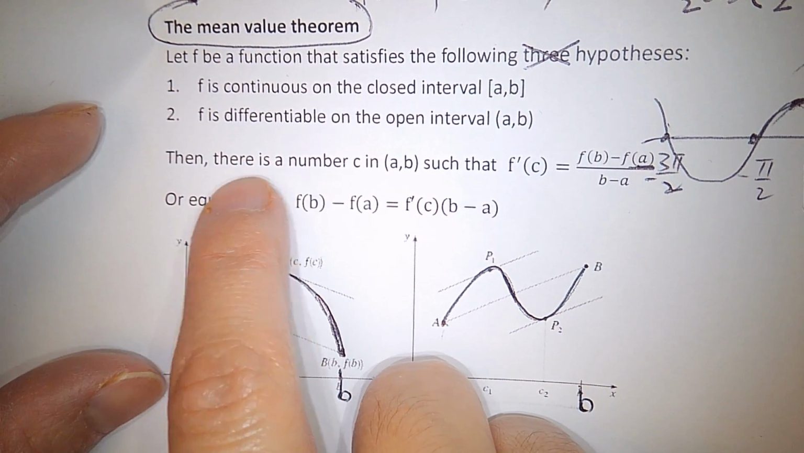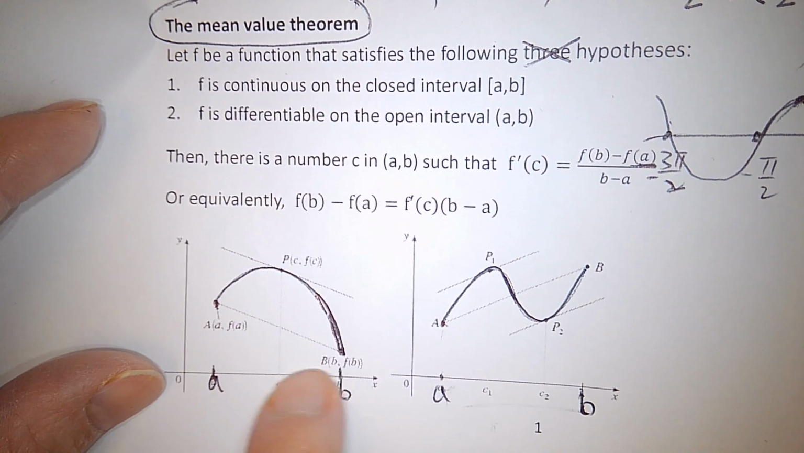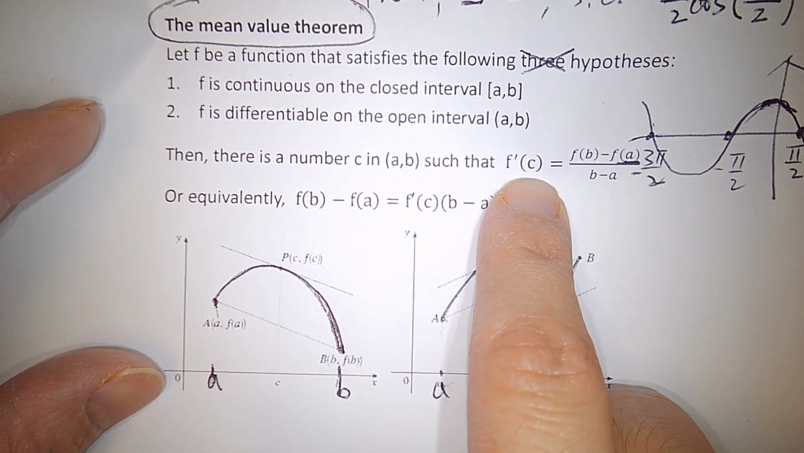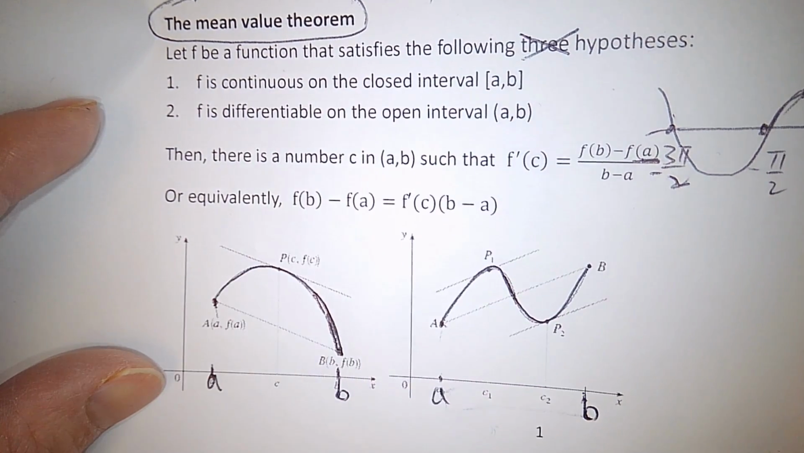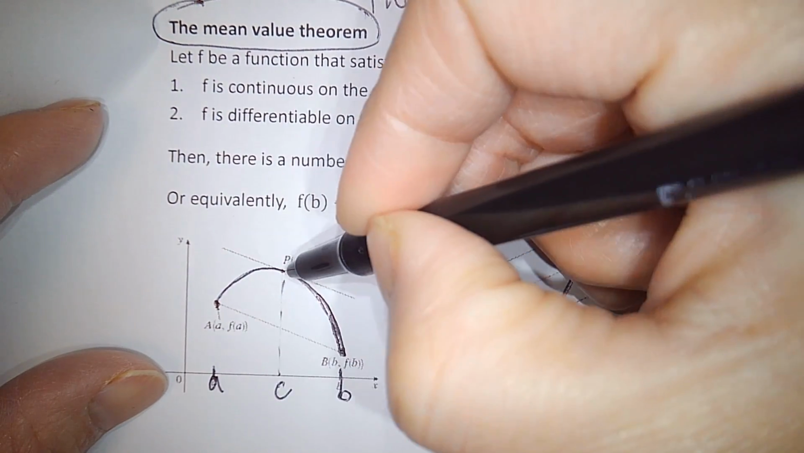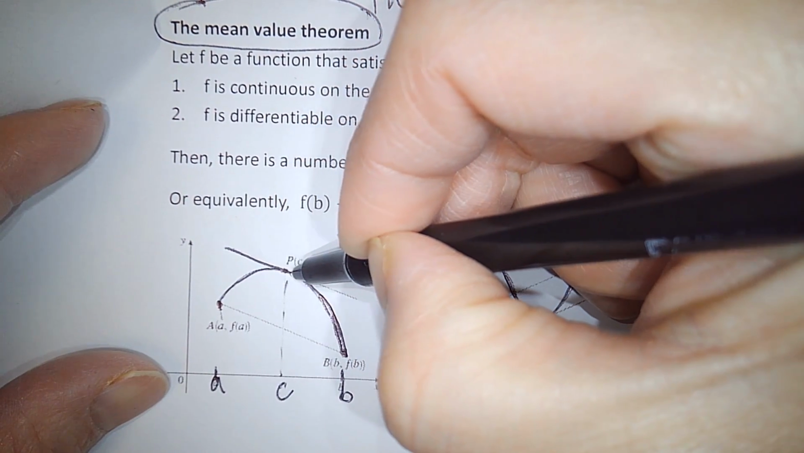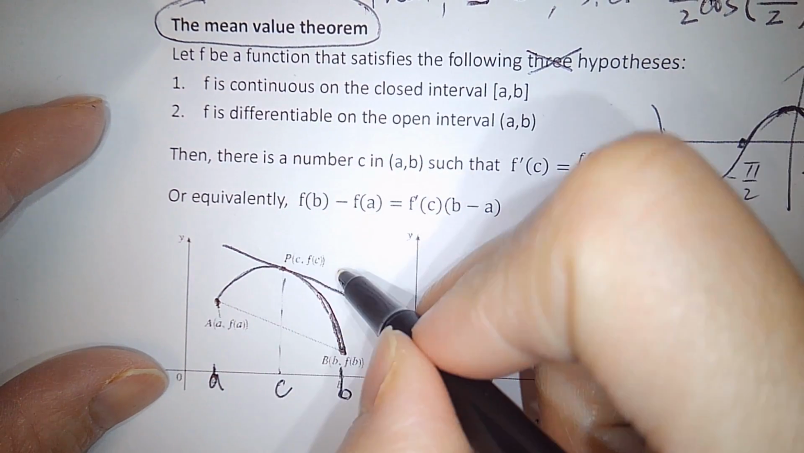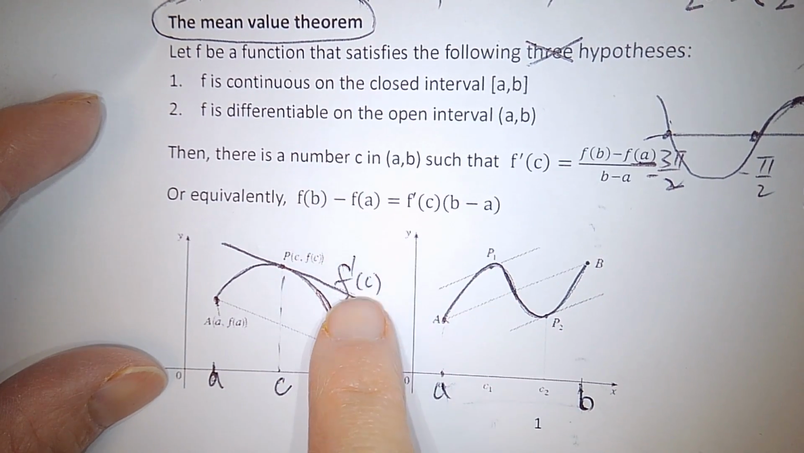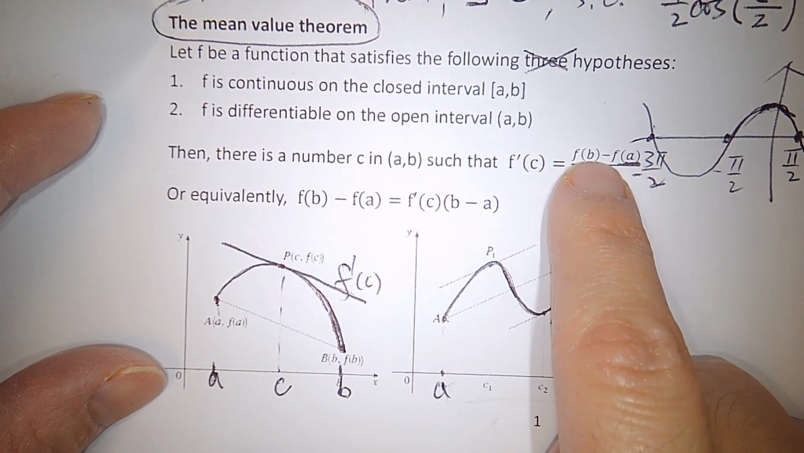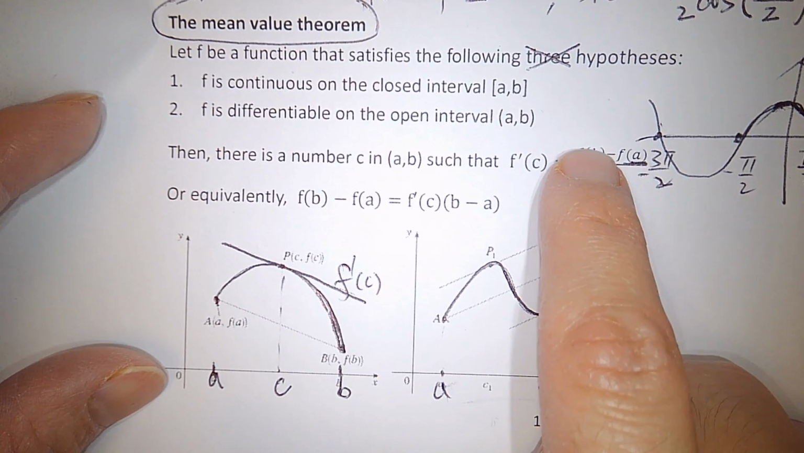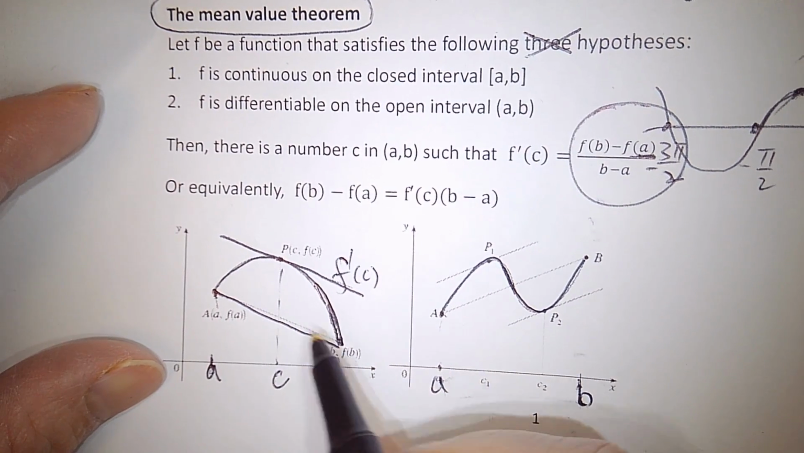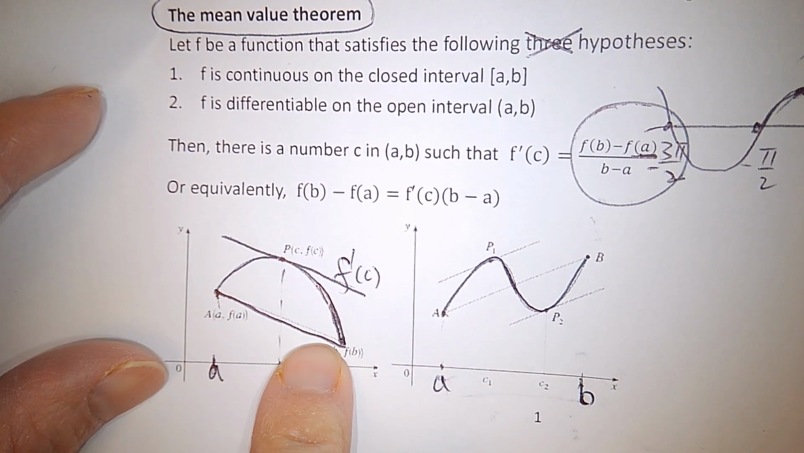there exists a number c between a and b such that the derivative of f at c, which is the slope of the tangent line, so this is c, which is the slope of the tangent line to the curve at x equals c, this is f prime of c, it must equal what? f of b minus f of a over b minus a. What is this? It is the slope of what? This line segment between a and b.